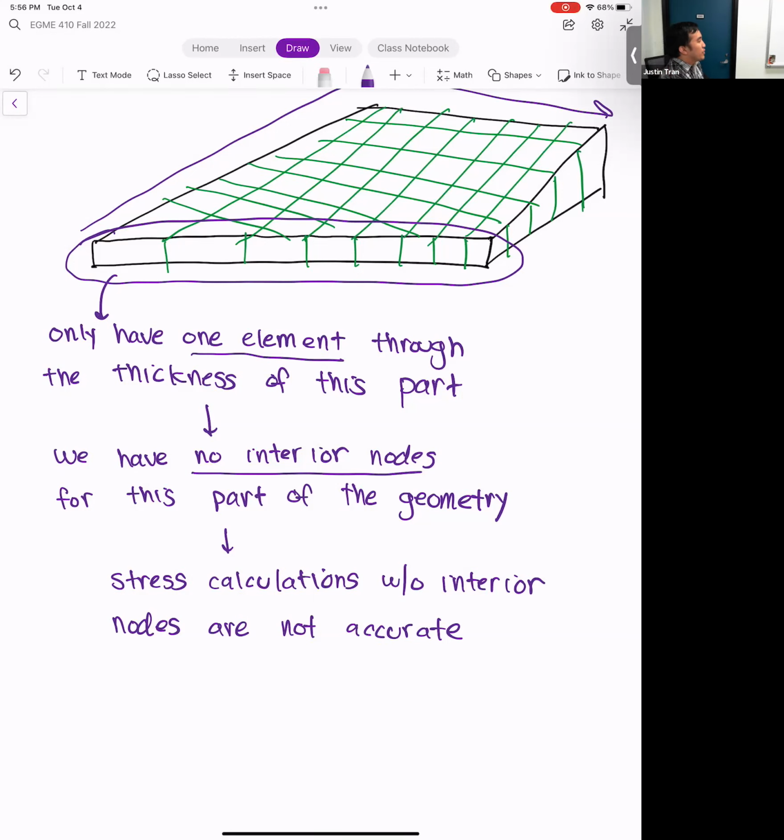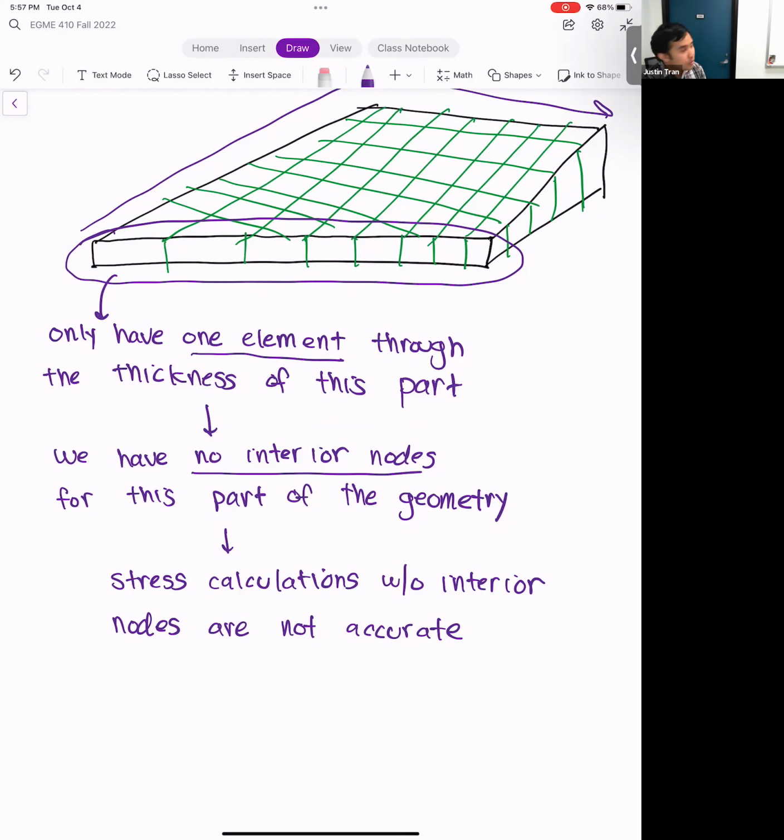Because remember, what we talked about last Thursday is that when you compute stress, you're basically computing differences in the deformation. And so if you're doing this without any interior nodes, you're basically computing the difference in deformation on one exterior surface to another exterior surface, and so that's usually not going to give you a very accurate or reliable computation for the stress. Stress is always a lot more reliable when you have a decent amount of interior nodes. But there are certain times when you just can't get it.